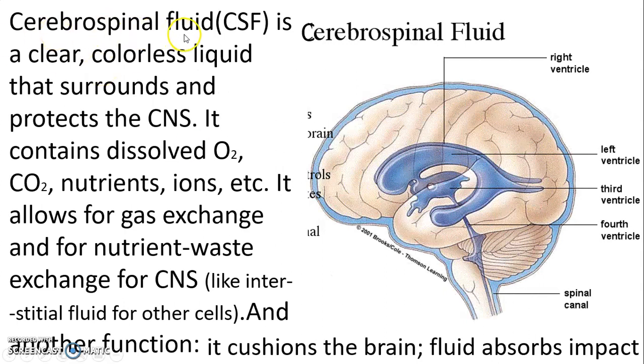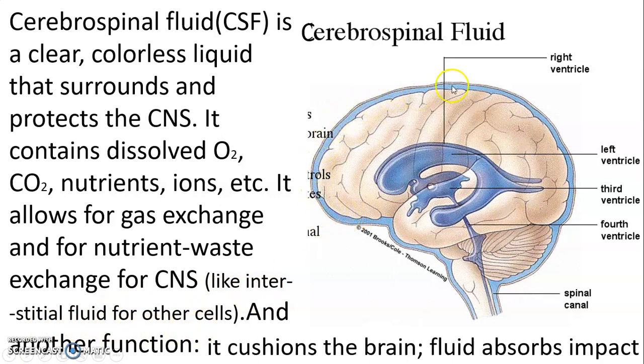So what about this cerebrospinal fluid? It's often called CSF. It's just this clear, colorless liquid. It surrounds and protects the CNS, the brain and the spinal cord. It contains all the dissolved things, which are dissolved also in blood and interstitial fluid. Oxygen, CO2, nutrients, ions, etc., etc. And because of that, it allows for gas exchange, in other words, CO2, O2 exchange, for nutrient waste exchange, for your CNS. So your brain and your spinal cord receive nutrients and get rid of their waste through the cerebrospinal fluid. And it really plays the same role as interstitial fluid does for other cells. So it more or less nourishes the brain.